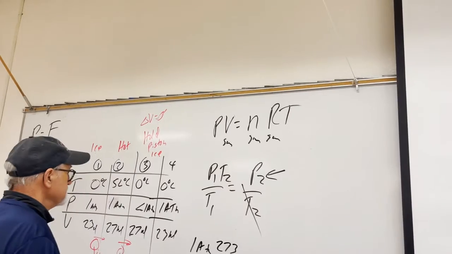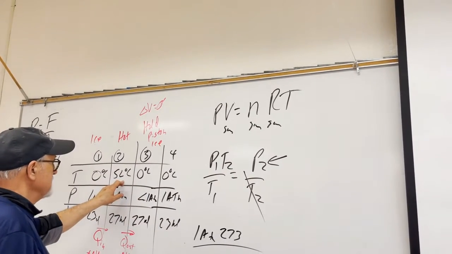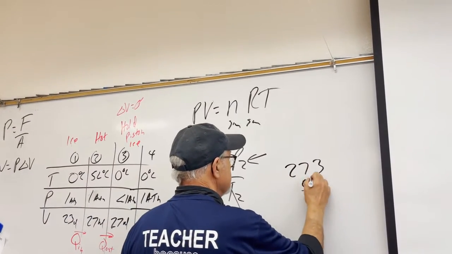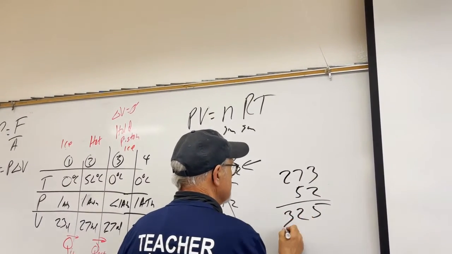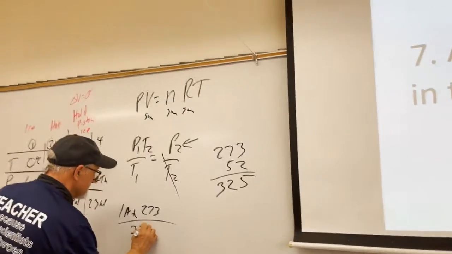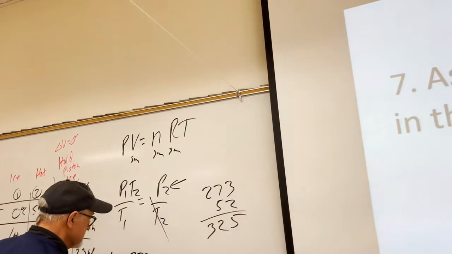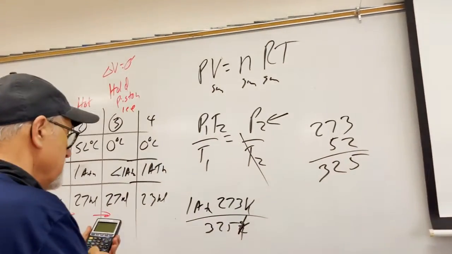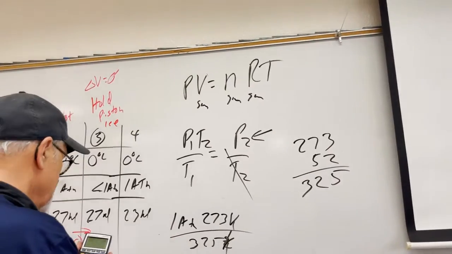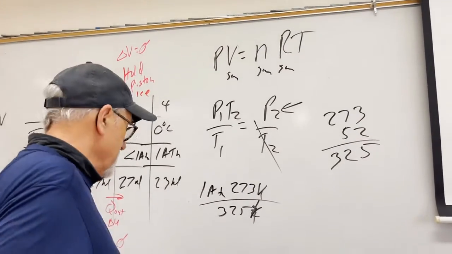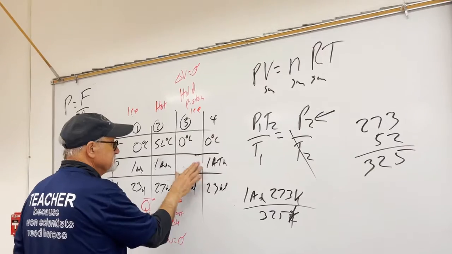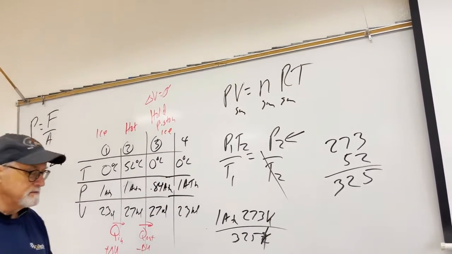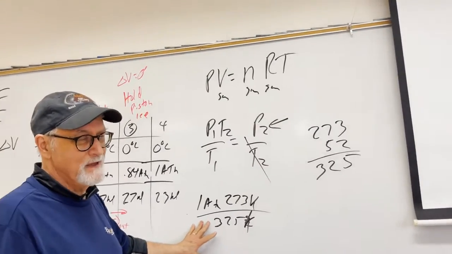273 is 0, and T1 is 273 plus 52. 273 plus 52 is 325. 325 degrees Kelvin. So 273 divided by 325 is 0.84. So now we know that this is 0.84 atmospheres. We could have used Pascals, but atmospheres rule, man.